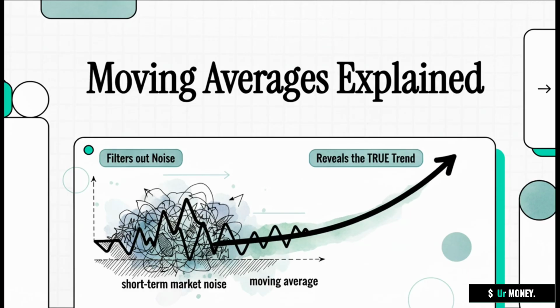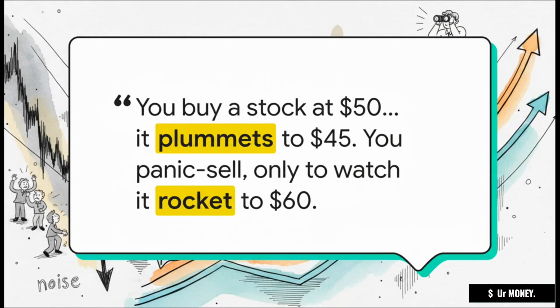So let's break that down. I mean, this scenario right here, it's painfully familiar, isn't it? This isn't just about getting unlucky. It's the classic textbook mistake of confusing the market's random day-to-day noise with its real underlying signal. And believe me, this mistake is incredibly costly.